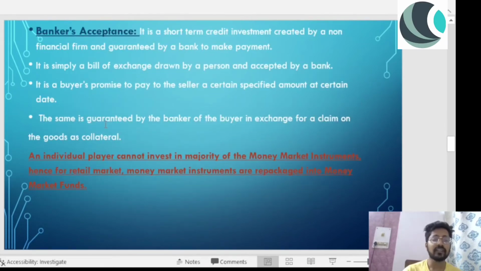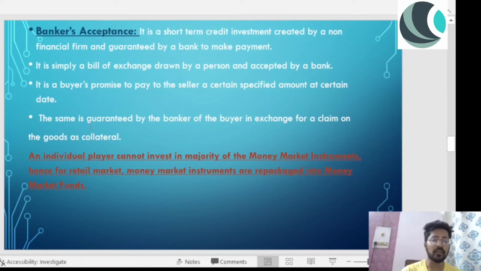Now the next example is banker acceptance. So this is basically, if you have read about the bills receivable concept in your accounting in 11th class, then you must be very much clear with this one. So I think we can ignore this one and move ahead with important things that we have to discuss.